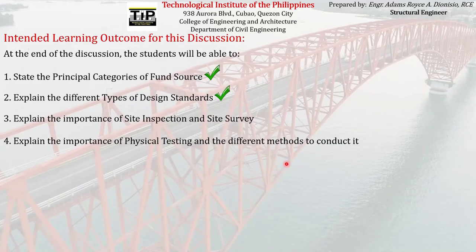So there, we already addressed our third goal for this discussion, which is for you to be able to explain the importance of site inspection and site survey. Now we are down to our last goal for this discussion, which is for you to be able to explain the importance of physical testing and the different methods to conduct it. So without further ado, let us address our last goal for this discussion.